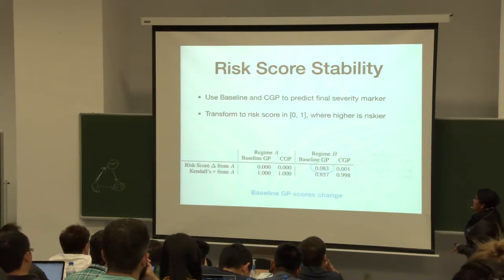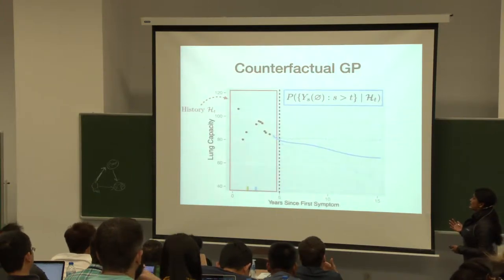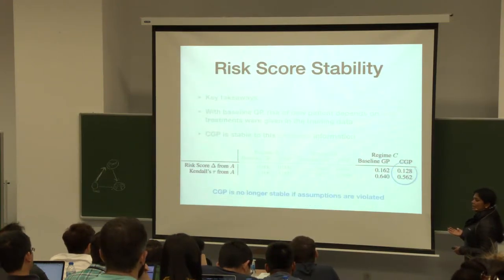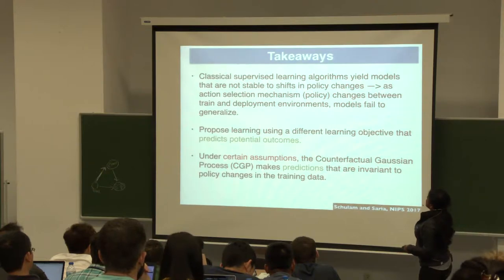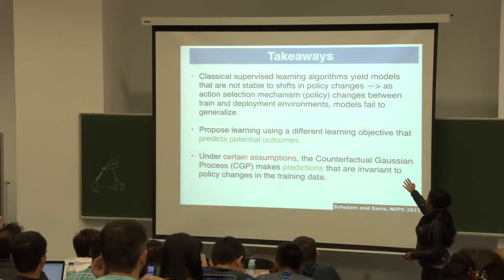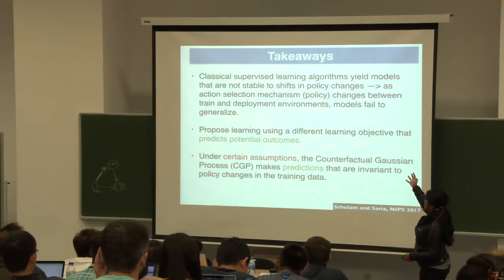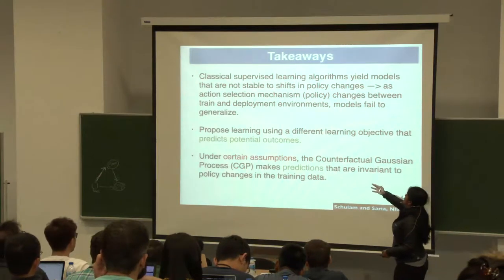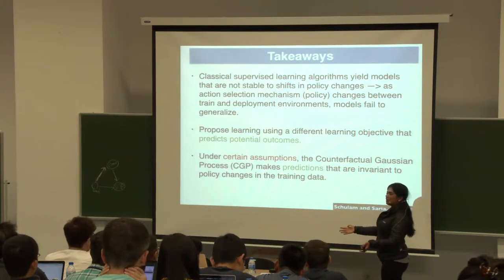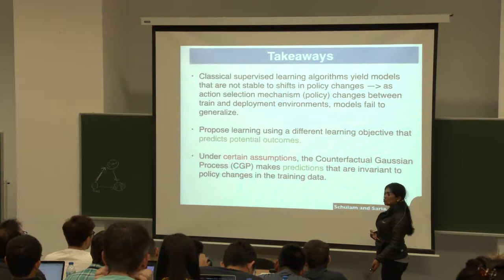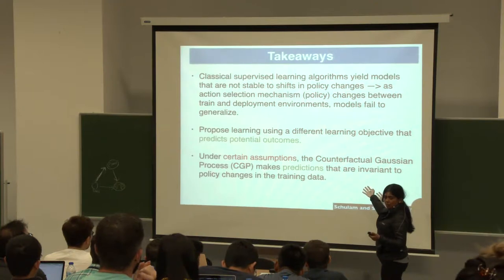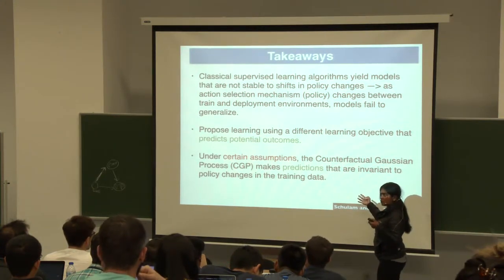Yeah, the baseline is this model. It's the one that you're used to doing, the y given x. Okay, so classical supervised learning algorithms, your models, are not stable to shifts and policy changes. These are one type of shift: action selection mechanism changes in your training. Those don't generalize. We learned using this what-if objective, and in doing so, you understood deeply what assumptions you had assumed to be true or not true in your data. And then you learned your what-if outcome model, based upon which you were making decisions. So far, so good?